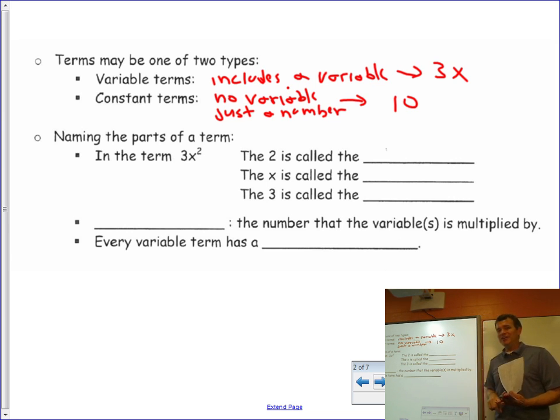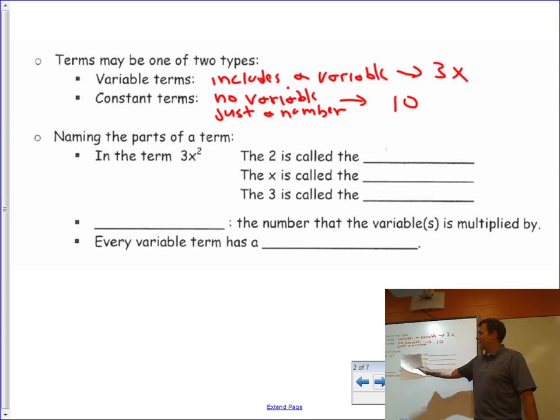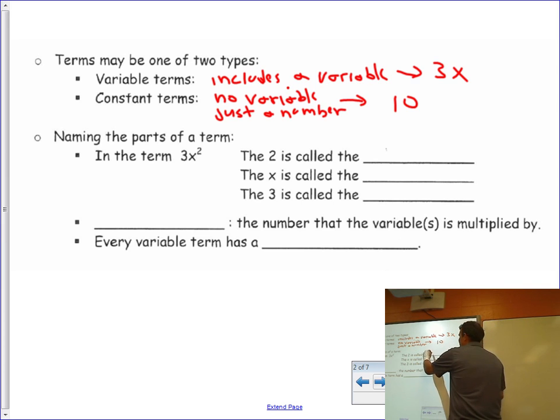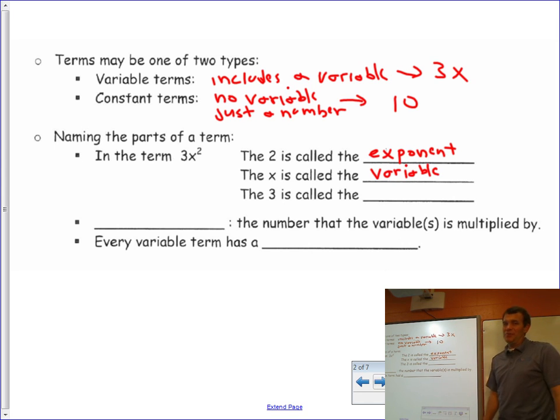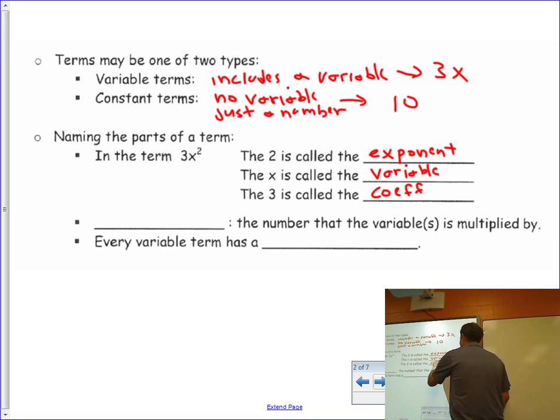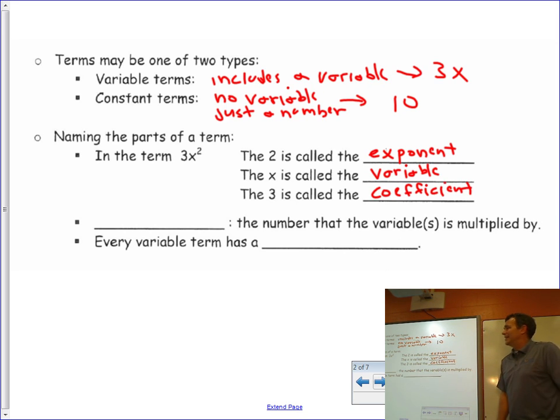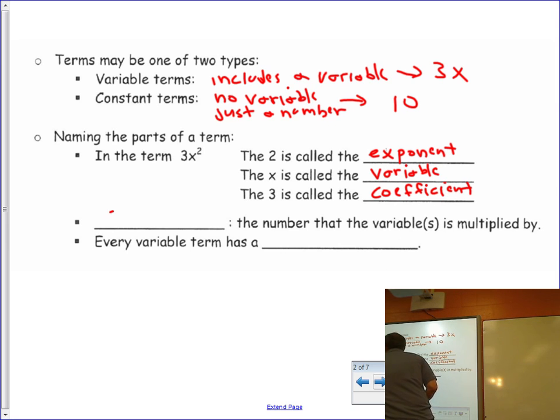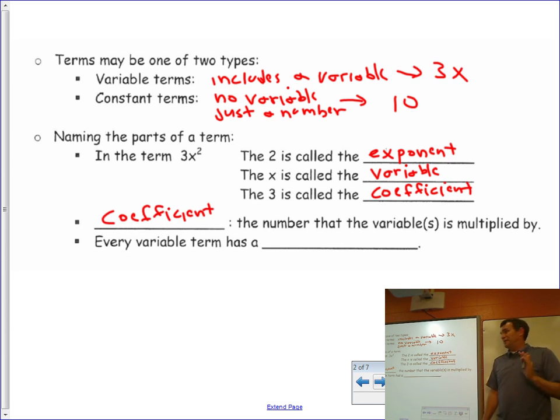All right, so we know what terms are. We know there are two different types of terms, variable terms and constant terms. This brings us to being able to name the parts of a term. So I have a term here, 3x to the second power. The 2 is called the exponent. The x is called the variable. And in a variable term, we have a special name for the number in front of the variable. The 3 is called the coefficient. Let me write coefficient here. The number that the variables are being multiplied by is called the coefficient.